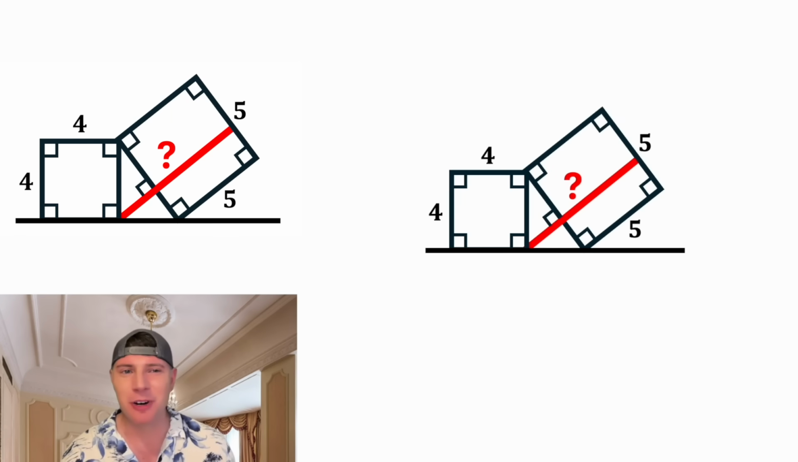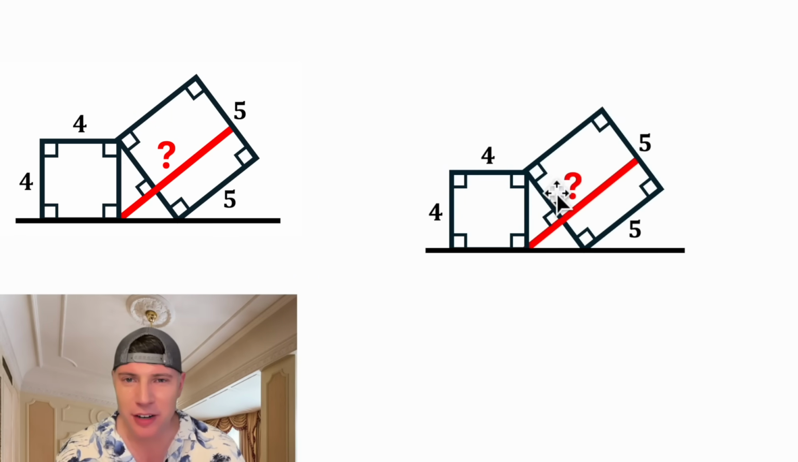Hey guys, this looks like a fun one, and this one uses one of my favorite methods. I'll show you when we get there. We're given a square of side lengths 4 and another square of side lengths 5. It wants us to find the length of this red segment that's perpendicular to this side.